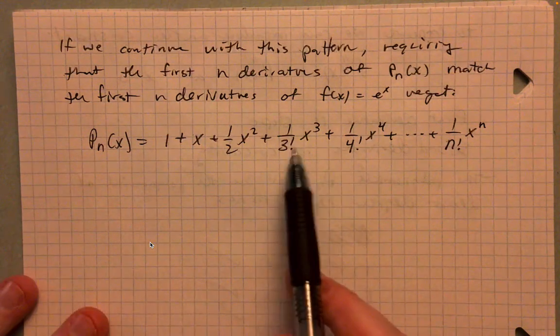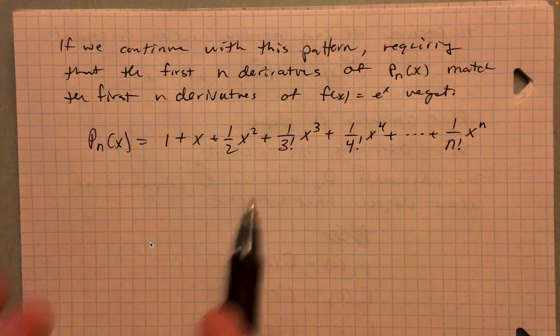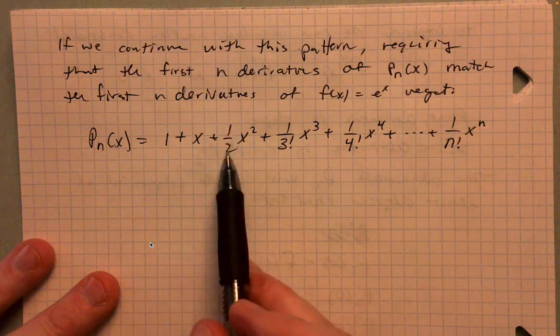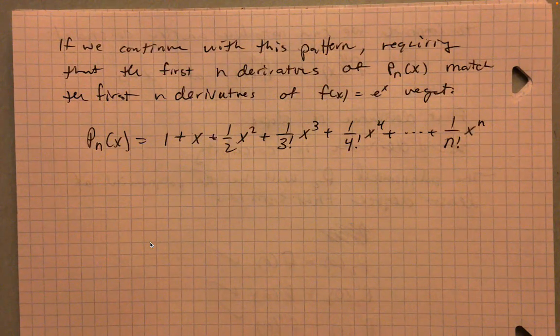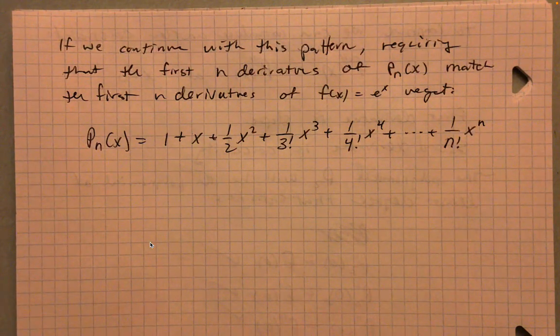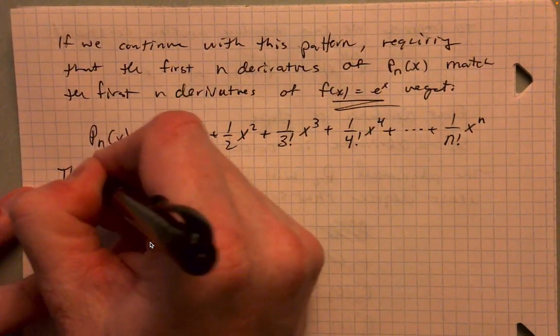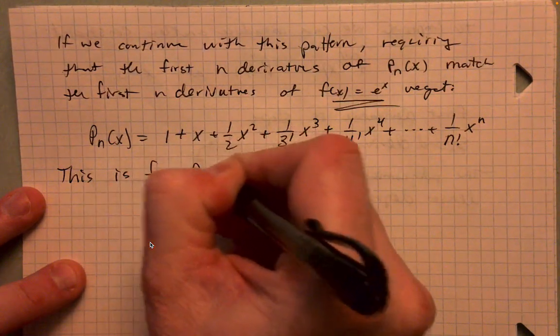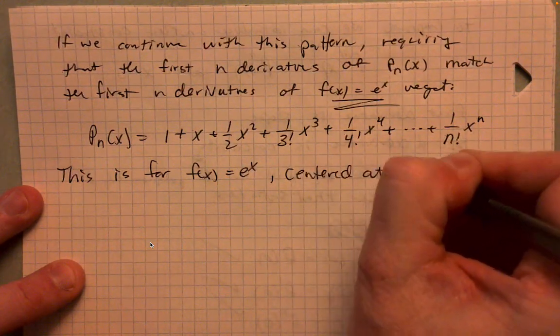Now this 3 factorial, 4 factorial, this just falls out of the structure if we were to go through and identify what all the coefficients need to be. So this would be 1 over 1 factorial, this would be 1 over 2 factorial, 1 over 3 factorial, 1 over 4 factorial, etc. So that's what the nth polynomial for this particular f centered at 0 looks like. Now it's important to note, this is for f of x equals e to the x centered at x equals 0.